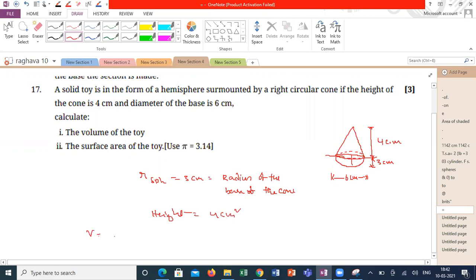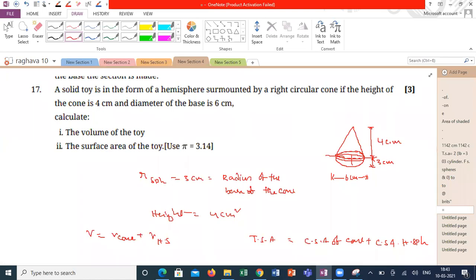So volume will be equal to volume of the cone plus volume of the hemisphere. But the total surface area of the toy will be equal to CSA of cone plus CSA of hemisphere, because when it is overlapping, the surface is vanishing. Find out and let me know what the answers are.